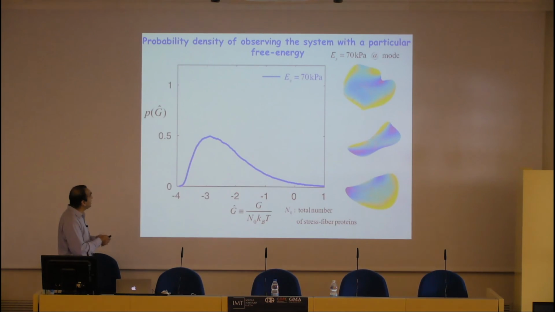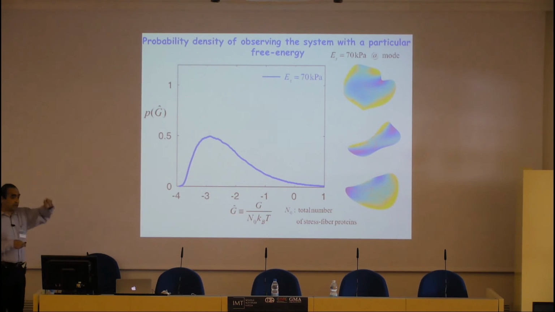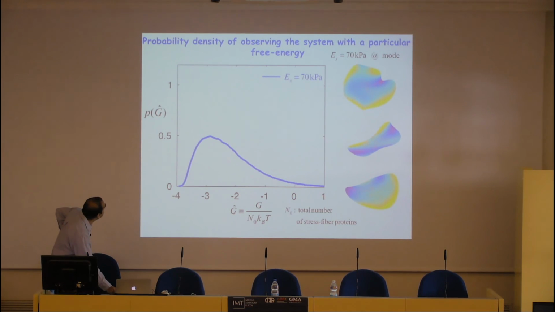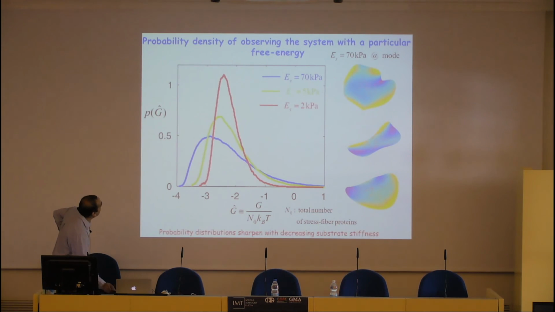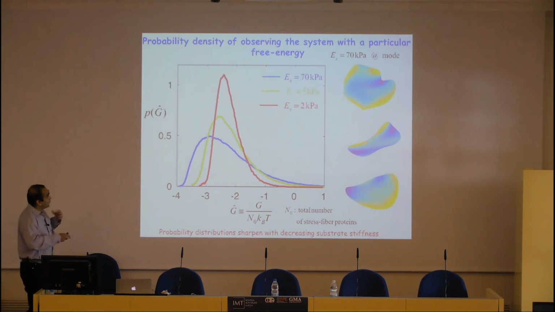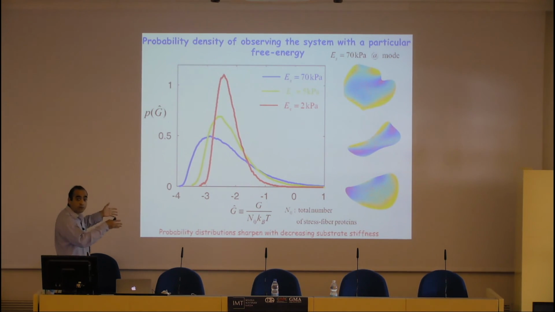Okay, so what do you actually get? If you have done all that, you will find the probability of observing the system in a particular free energy. If I put the cell on a 70 kilopascal substrate, this is what would be the energy distributions of the cells. If I put it on a softer substrate, 5 kilopascals, that is what it would look like. And if I put it on a 2 kilopascal substrate, these are the energy distributions that would look like. So what you're firstly seeing is that as I go to softer substrates, the probability distributions are narrowing down.